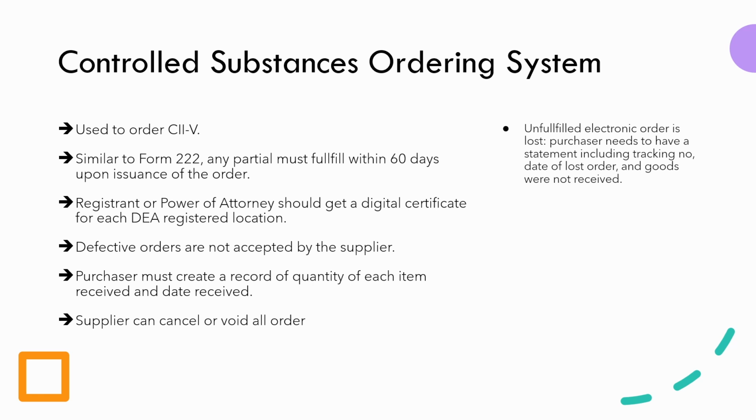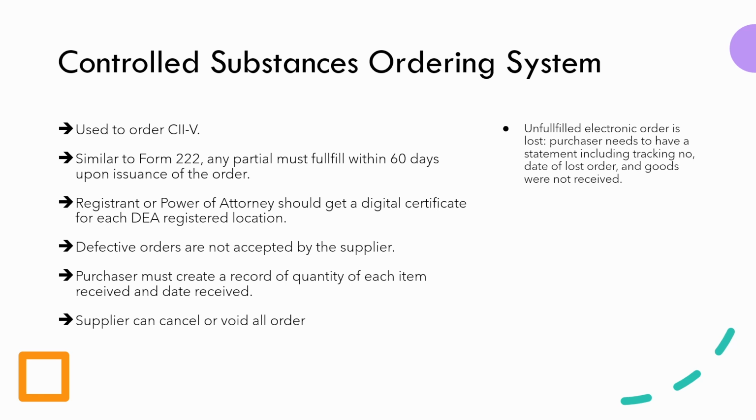Okay, so now we're going to talk about the controlled substances ordering system. This is another way to order controlled substances, but this one covers not only C2, it covers C3, C4, and C5. With Form 222, which I forgot to talk about, if there are any partial orders that need to get fulfilled, the supplier has to do it within 60 days upon the issuance of the Form 222, and here as well upon issuance of the order.